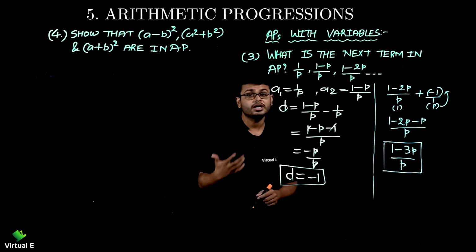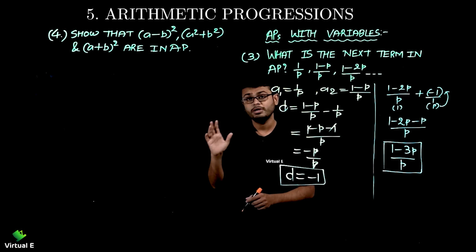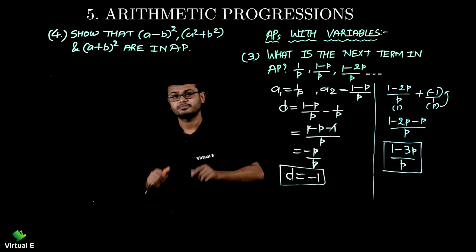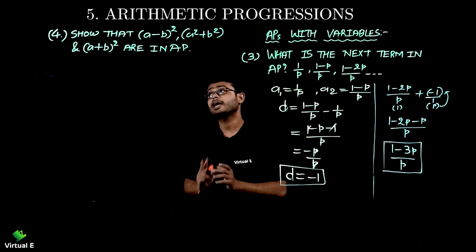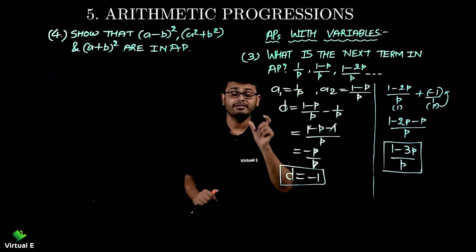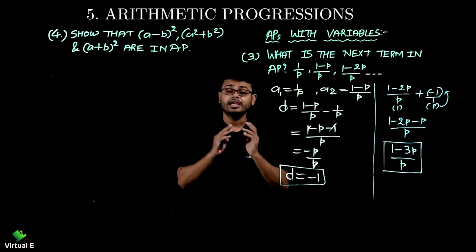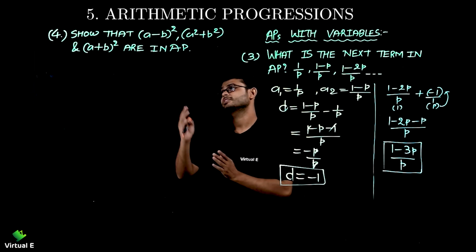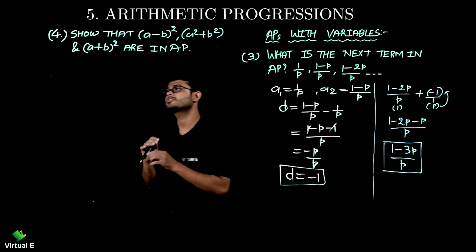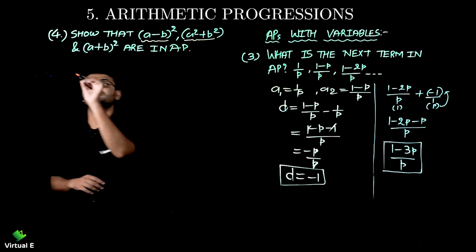Okay, we need to think about the condition to be AP. What's that? Common difference should be equal. So if I subtract second term minus first term, I will get one answer. Then I'm going to subtract third term and second term. I will get another answer. And I'm going to see, are we getting the same answers? If the answer is same, it is AP. And if it is not, then it's not. Okay, let's do it. So let's start with the second term minus first term.